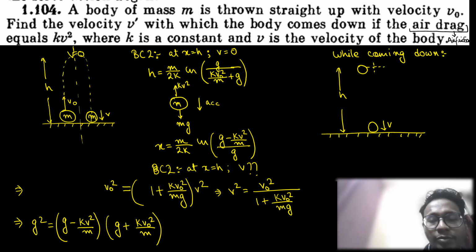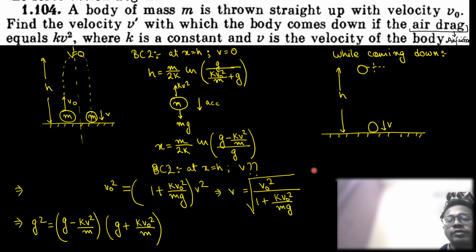Okay, and if I put under root on both the left hand side and the right hand side, I'll get v is equal to v naught under root of 1 plus k v naught square by mg. So the velocity while coming down would be this value. This is the value of velocity while the block is coming down. Understood?